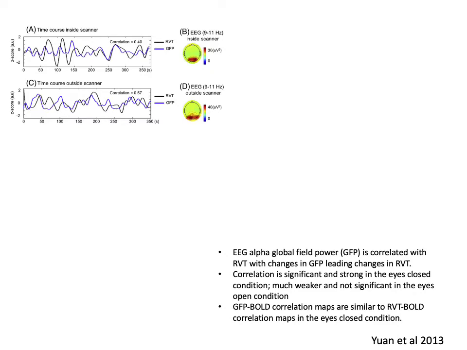However, a study by Yuan and others suggests that additional explanations may need to be considered. In this study, the authors used simultaneous EEG-fMRI measures to assess the dynamic relationship between global field power, referred to as GFP, RVT, and BOLD fluctuations. They found that GFP and RVT were significantly correlated, and that the changes in GFP led to changes in RVT.